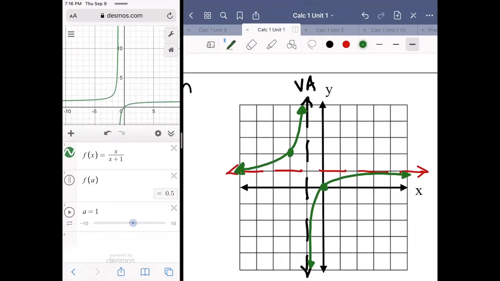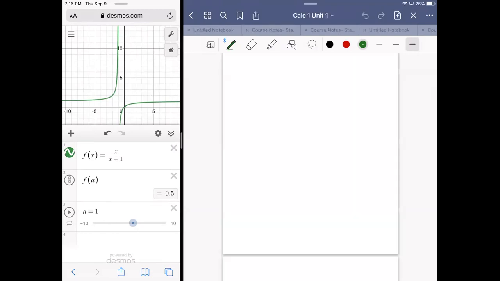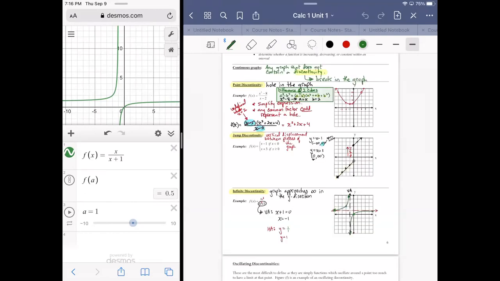Sorry, my thing just crapped out. It crashes sometimes because I have like 15 different files open. But then it always comes back, so we're good.